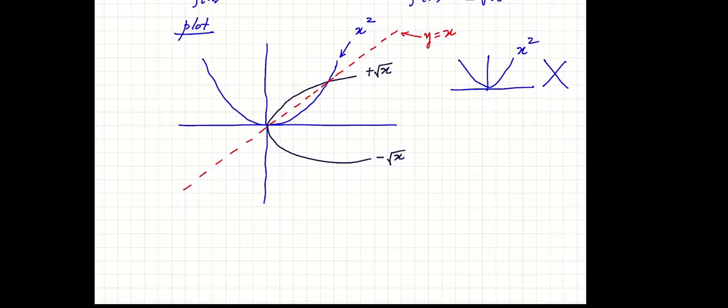Why? Because if you do the horizontal line test, you see it is not. So we can't talk about an inverse function with x squared, right? But if you restrict this function like this, I think this is what he was talking about, then you can use that, right?